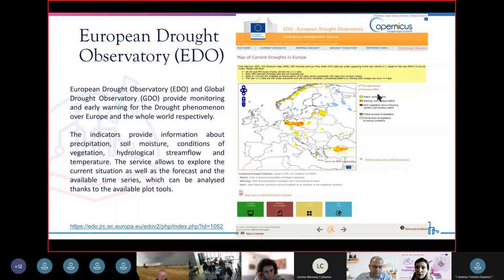You can see here how it is represented in terms of rainfall deficit or soil moisture deficit, or an alert due to vegetation stress, which follows rainfall or soil moisture deficit. And so you can see how these services allow not only to see the critical situation, but also to monitor how it changes and how it changed over time.